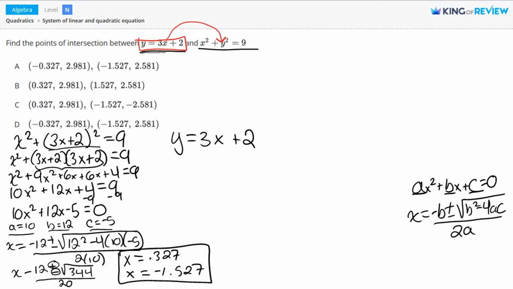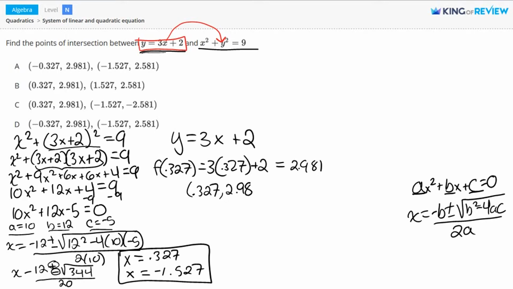Let's plug in our first x value. f of 0.327 equals 3 times 0.327 plus 2, and this equals 2.981. So we have a point of intersection at 0.327, 2.981. This is our first point of intersection.